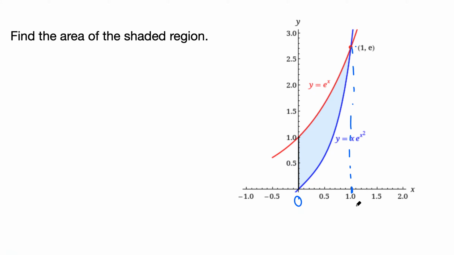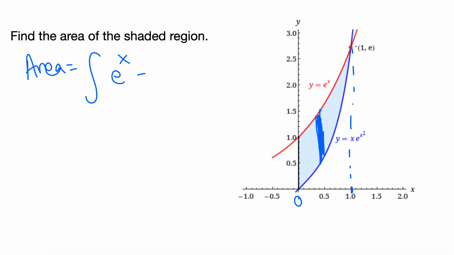that's x equals 1. So if we take a sample rectangle, which is not needed, this will be like this, and we got infinitely many of these. So we want to integrate with respect to x from 0 to 1, and upper curve minus lower curve. So the area is upper curve e to the x minus lower curve x e to the x squared.